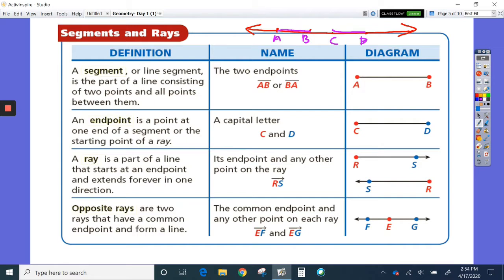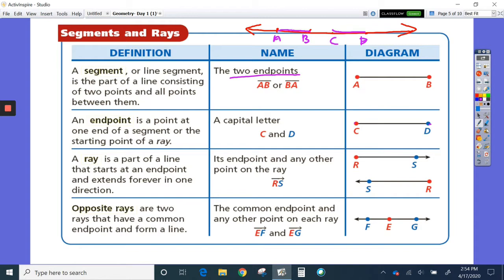So a segment is literally, if you take a straight line and you cut it, you get tiny segments, and that's what is called a segment. A segment has two endpoints, one on each side. The endpoint is a point on each side of the segment. Okay, very simple.